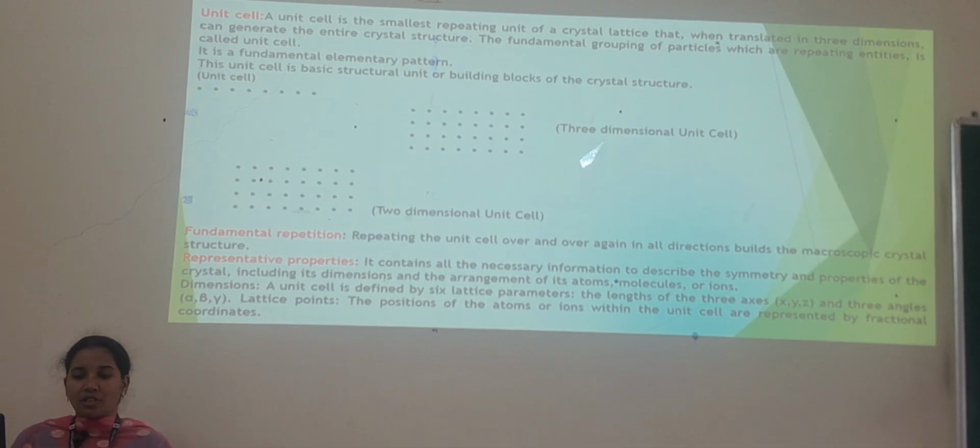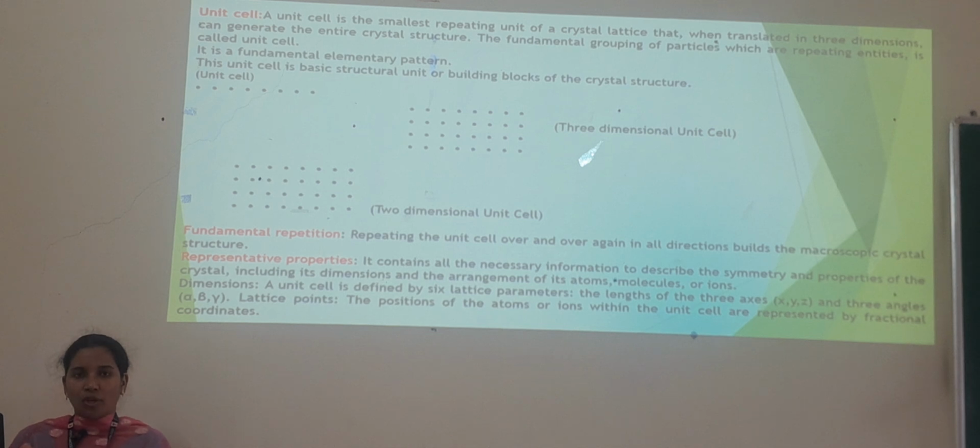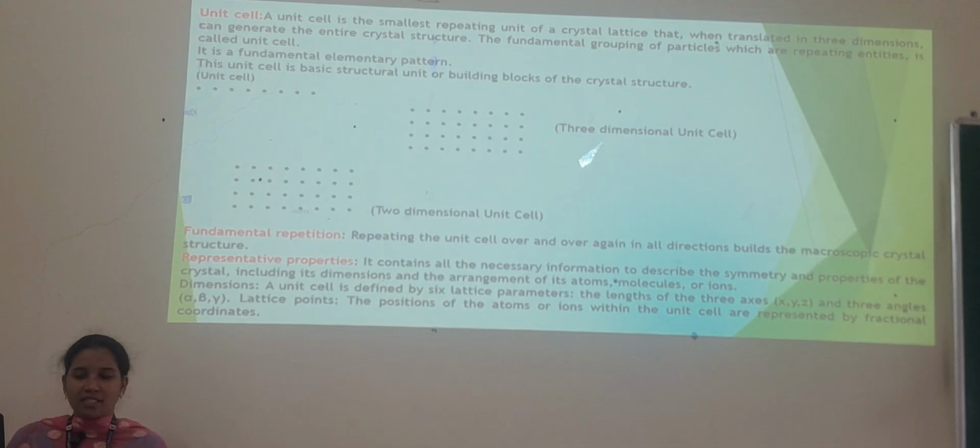It represents properties in that it contains all the necessary information to describe the symmetry and the properties of the crystal, including its dimensions and the arrangement of its atoms, molecules or ions. A unit cell is defined by 6 lattice parameters, that is the lengths of 3 axes and 3 angles. The positions of the atoms or ions within the unit cell are represented by fractional coordinates.